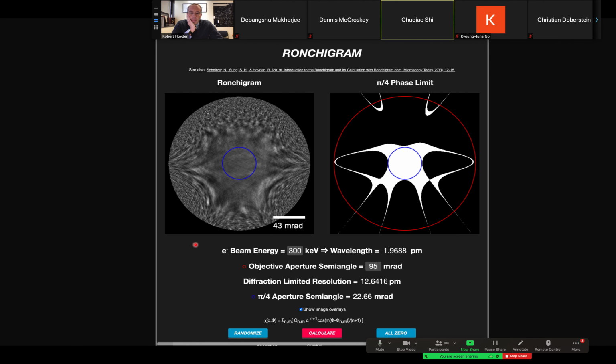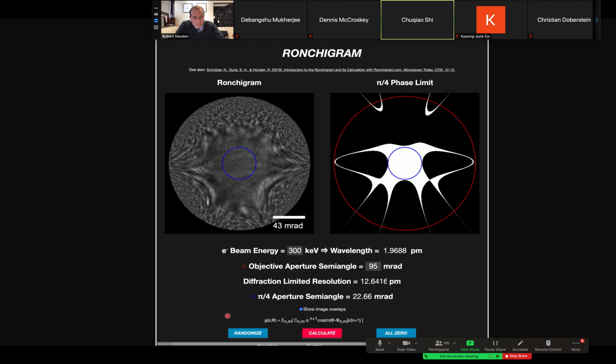And it will show, so the left is the image of the Ronchigram. It will show an aperture selection shown in blue based on a pi over 4 phase limit rule. So the pi over 4 phase limit map on the right is showing the aberrations in white that have not yet exceeded a total phase shift of pi over 4. And then blue is the maximal aperture that fits within it. It looks like the animation's not playing.